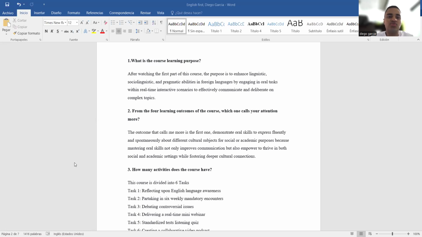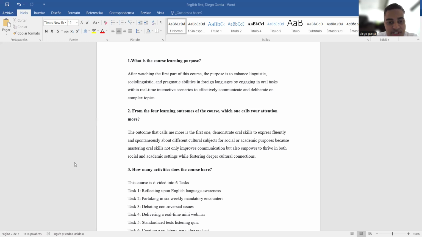So the first one is what is the learning purpose of the course? And it's to enhance linguistic, sociolinguistic, and pragmatic abilities in foreign languages by engaging in oral tasks within real-time interactive scenarios to effectively communicate and deliberate on complex topics.